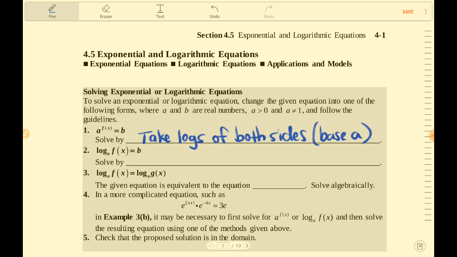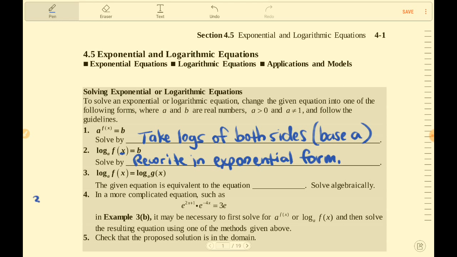Then if you have a logarithm with some sort of algebraic expression in it, you would rewrite it in exponential form. I'm paraphrasing, and if you want to see the formal way that everything is worded, it is on page 444 of the book.